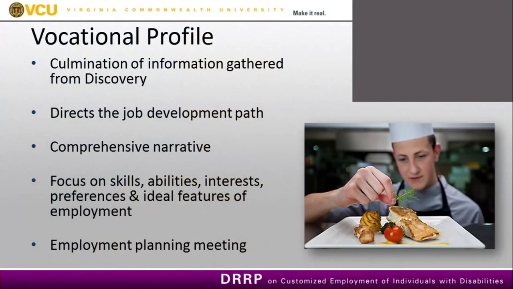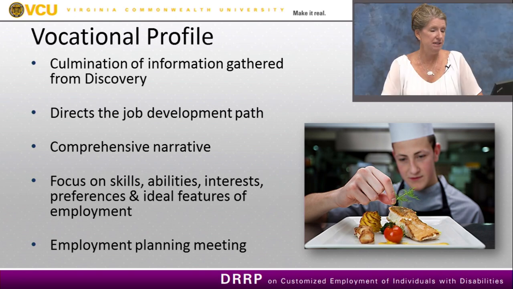Once you've completed the discovery activities, you should be able to get a good idea of who your job seeker is, and that will allow you to build a vocational profile of the individual. It brings together everything that you've learned about the individual during the discovery process and really guides the businesses that you'll look at for job development. You can think of it as a story, if you will, a story of who the job seeker is, focusing mainly on the positives. Really only on the positives.